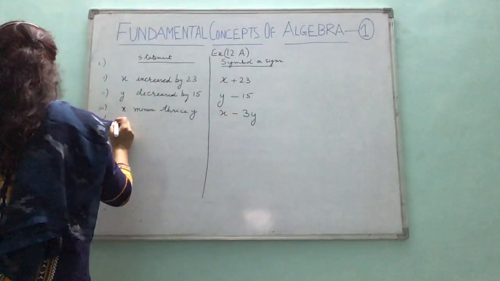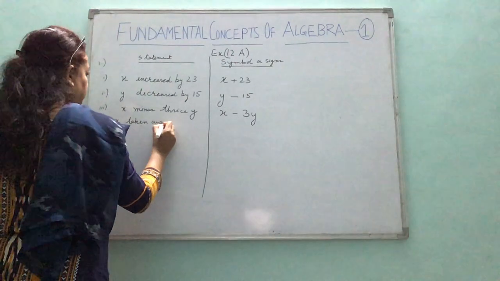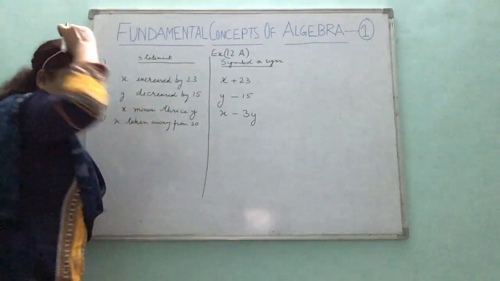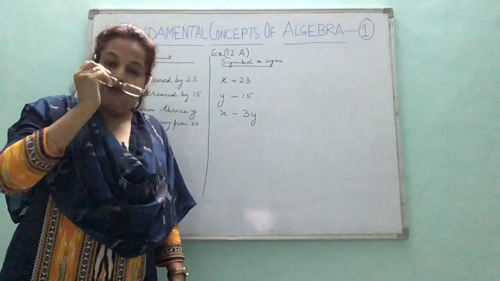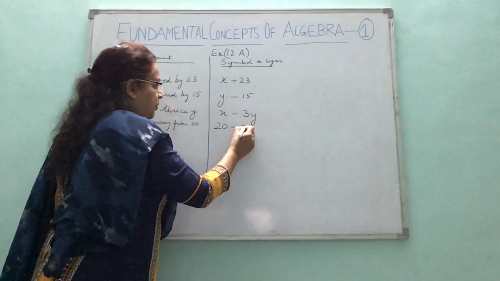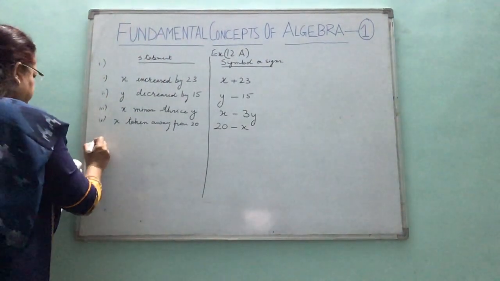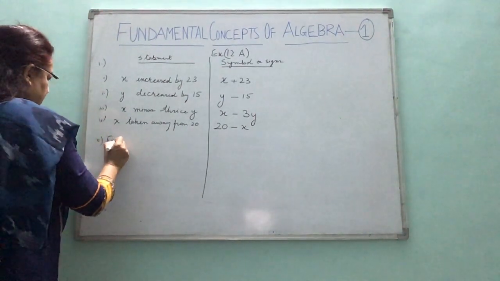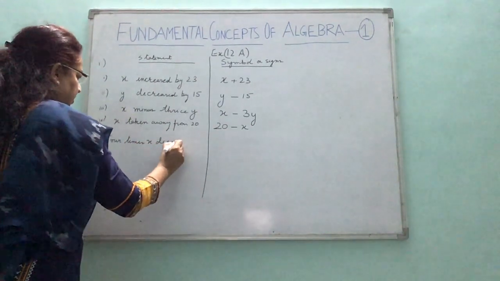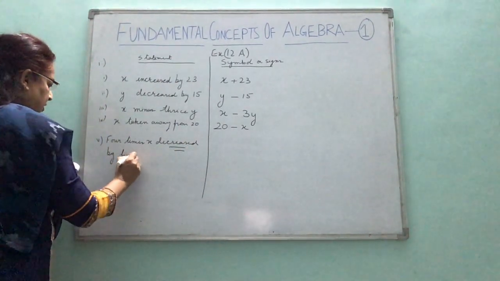The fourth part, x taken away from 20. That means from 20 I have to remove x. Whatever we take from, we always write it first. From 20 I remove x. So x taken away from 20. Okay, fifth one. x decreased, decreased is for subtraction, decreased by 5 times y.